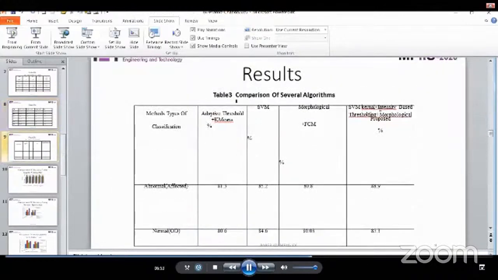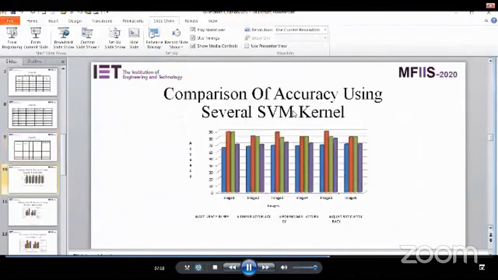Next comes the comparison of several algorithms. If we see the comparison, our approach, SVM kernel with an intensity based threshold approach, provides abnormal detection of more than 85% compared to other cases for detecting the several abnormalities efficiently, and for the normal images it is also almost more than 85%. That is good compared to the other cases.